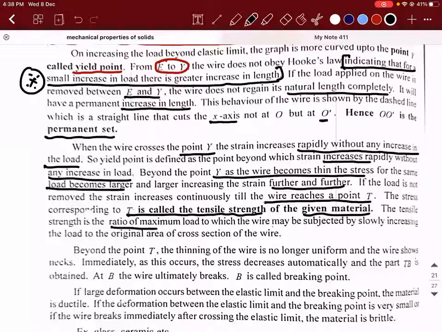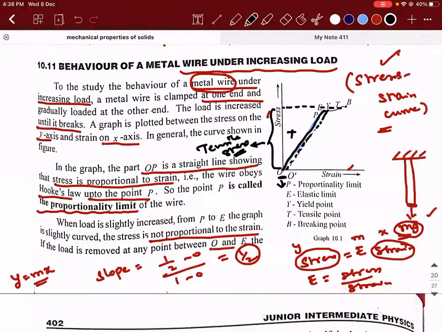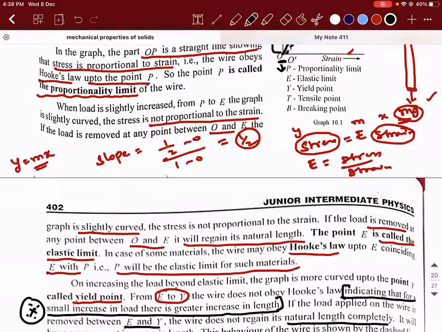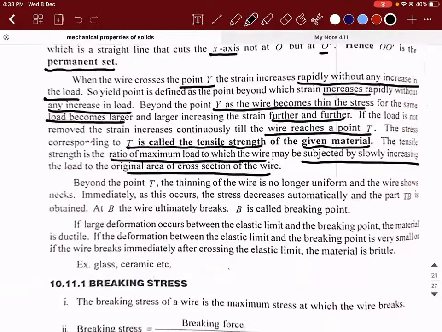The tensile strength is the ratio of the maximum load to which the wire may be subjected by slowly increasing the load, to the original area of cross section of the wire. So it's the same as the tensile stress formula, right? It is the ratio of maximum load to the original cross sectional area, the area at which you started. So beyond the yield point, there will be thinning of that wire taking place. Even for a small increase in the load, there will be a greater amount of strain subjected to the material.